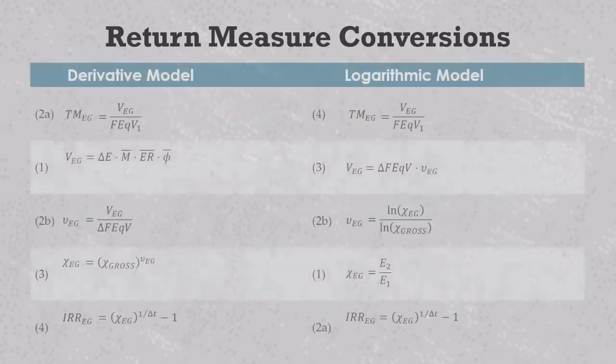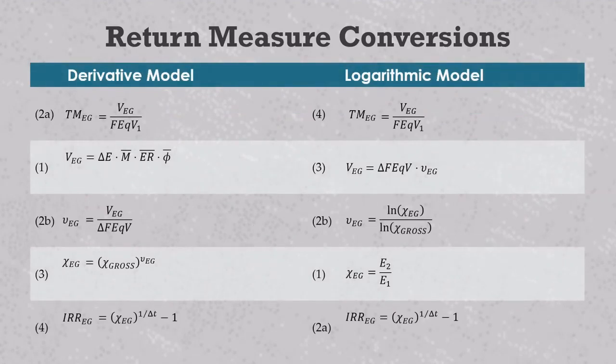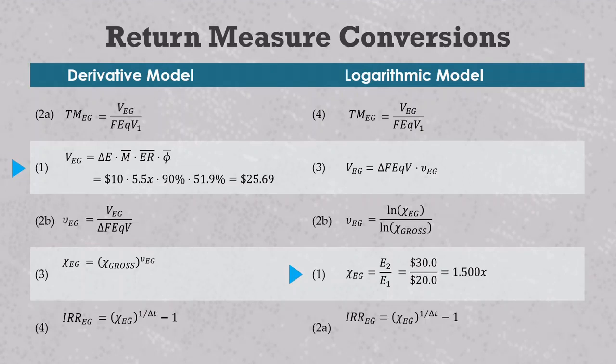For EBITDA growth, we start with a derivative model absolute value creation number of 25.69 million and a logarithmic model equity return multiplier of 1.500x. Dividing the derivative model absolute value creation number by 44 million of invested capital gives us 0.584x of times money, and dividing the derivative model's absolute value creation number by 44 of total value creation gives us the 58.39% of relative value creation.